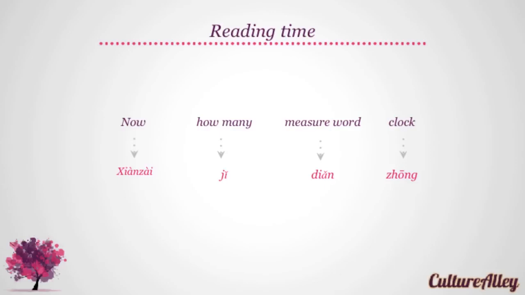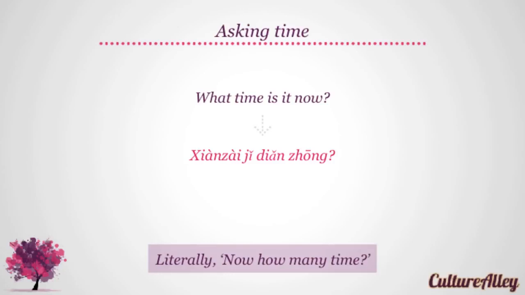Now translates to 现在. How many becomes 几. The measure word is 点, and clock is 钟. Thus, what time is it now translates to 现在几点钟. Let's try saying that again. It's 现在几点钟. That literally means now how many time.